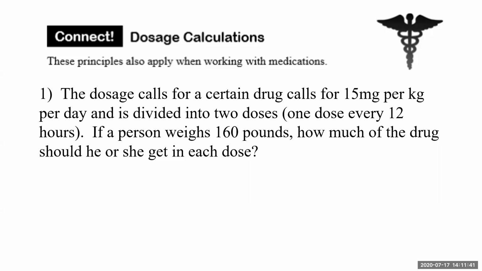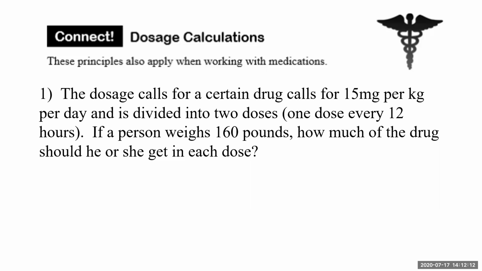Here, the dosage for a certain drug calls for 15 milligrams per kilogram per day, and is divided into two doses. That means that you dispense one dose every 12 hours. Now, if a person weighs 160 pounds, how much of the drug should he or she get in each dose?